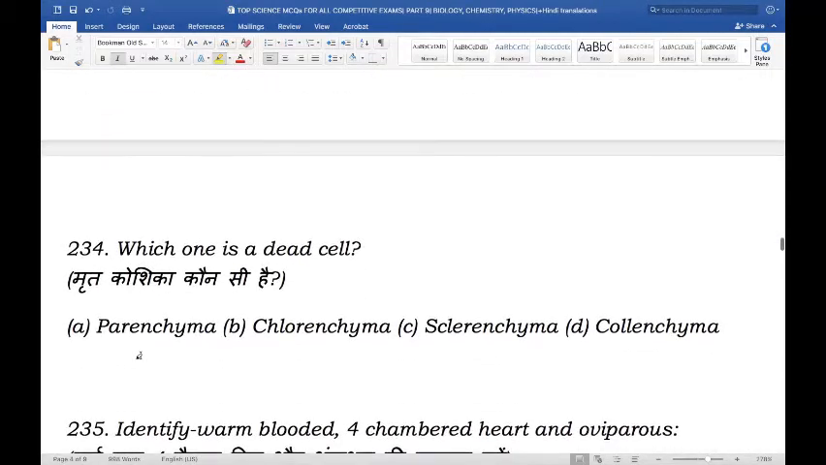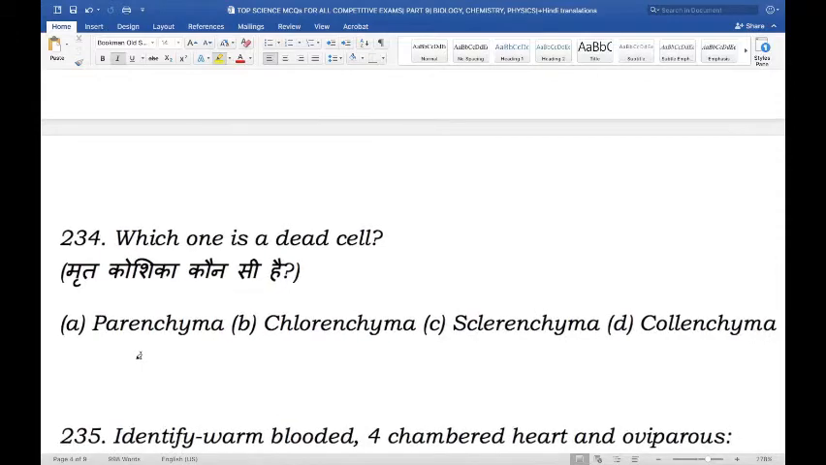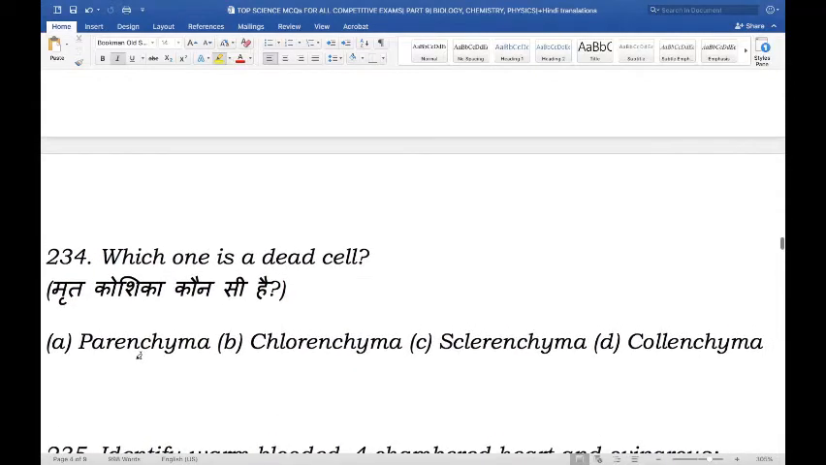Moving on to the next question. Which one is a dead cell? So out of these options, which is a dead cell? Is it A, parenchyma, B, chlorenchyma, C, sclerenchyma, or D, collenchyma? So out of these options, sclerenchyma is a dead cell. Sclerenchyma is called dead tissue because the cells have thick lignified secondary walls, which have died after maturation, thus ceasing their elongation.